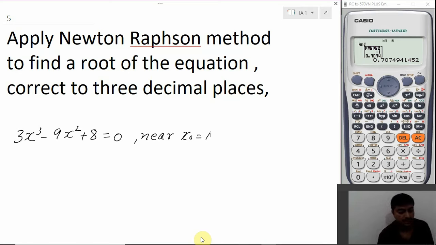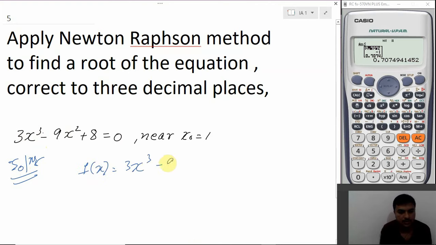Yes, please see that you have to take x naught as 1. In this problem you can see here this 1 is changed. So in your mind it should be fixed that x naught they have given nearly 1 means you have to take x naught is equal to 1 only. Okay, so without wasting the time, start with the solution. Now you take first the equation, right, and fix this value. f of x is equal to 3x cube minus 9x square plus 8.